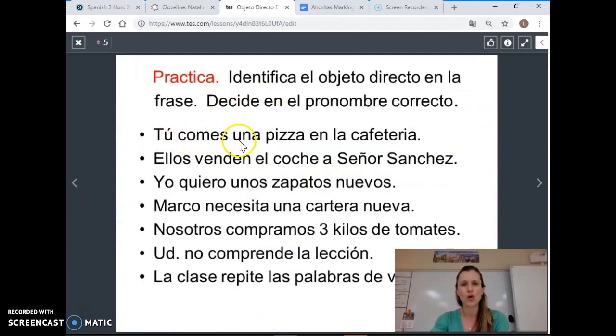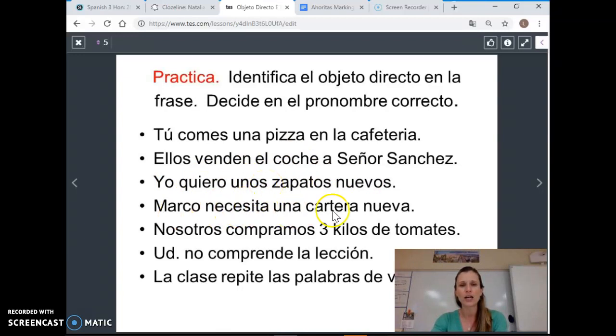In these sentences, tú comes una pizza en la cafetería. Una pizza is the direct object, and you would replace it with la. Ellos venden el coche a Señor Sánchez. El coche is the direct object, so you would replace it with lo. Yo quiero unos zapatos nuevos. Unos zapatos nuevos is the direct object, and you would replace it with los.